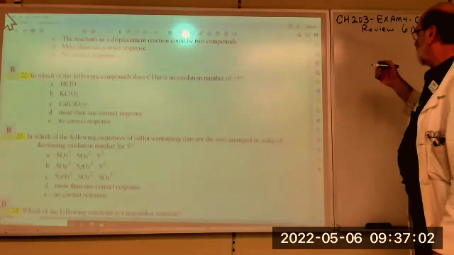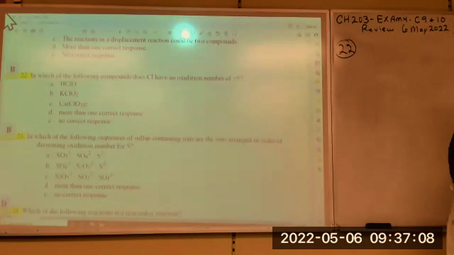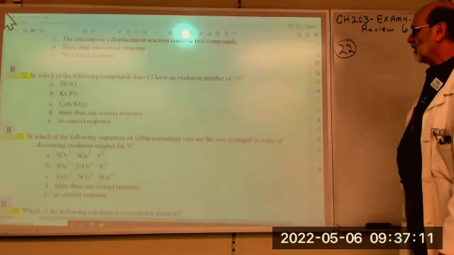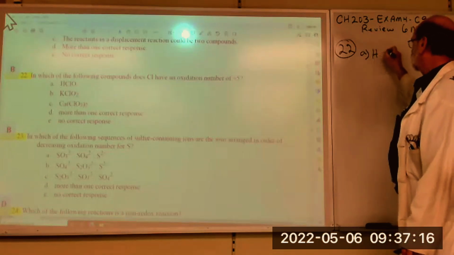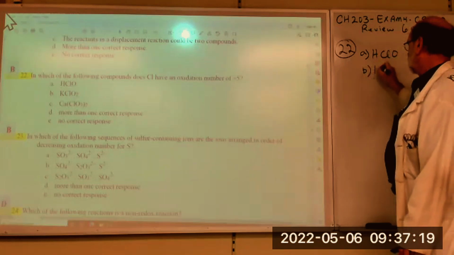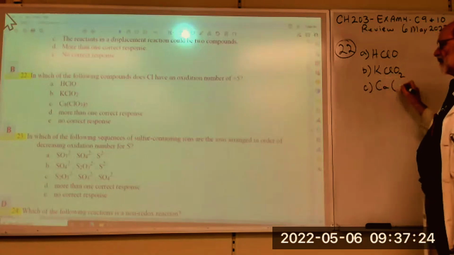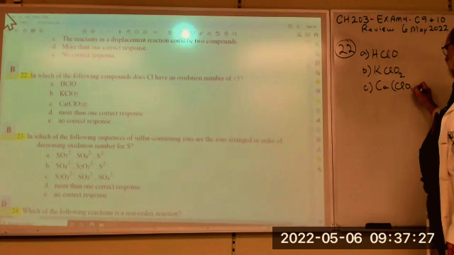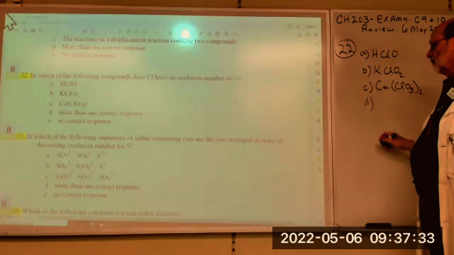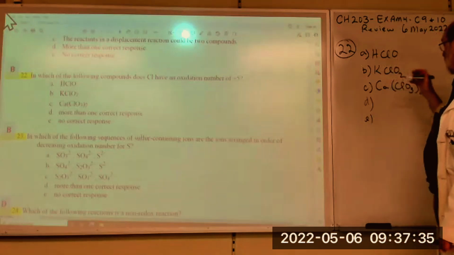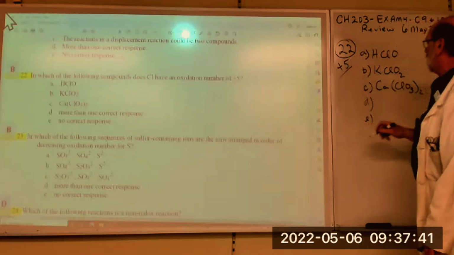Okay, 22. In which of the following compounds does chlorine have an oxidation number of +5? Okay, so we need HClO, KClO2, calcium chlorate, and more than one or none. Okay, so we just need to do these and see if we can find +5 oxidation state.